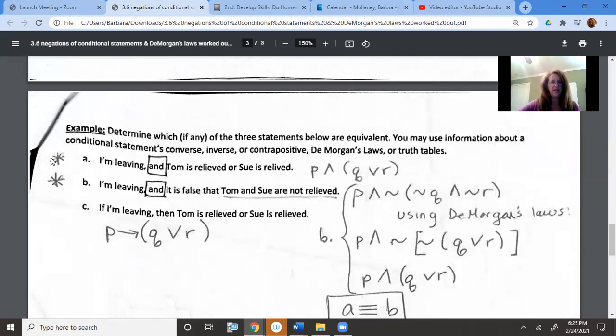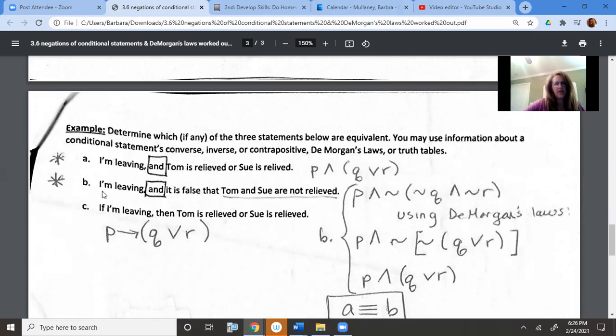Okay. Statement A says, I'm leaving, and Tom is relieved or Sue is relieved. So what I've done is I boxed in the and here because it is dominant in the statement. And dominance comes from the word that comes after the comma. So that's what joins the two sides. So the first part is I'm leaving. I'm going to say that's P. We have this and sign. The second part is Tom is relieved or Sue is relieved. So the second part goes in the parentheses, Q or R.